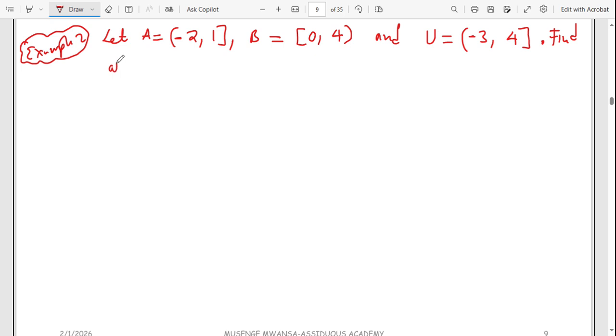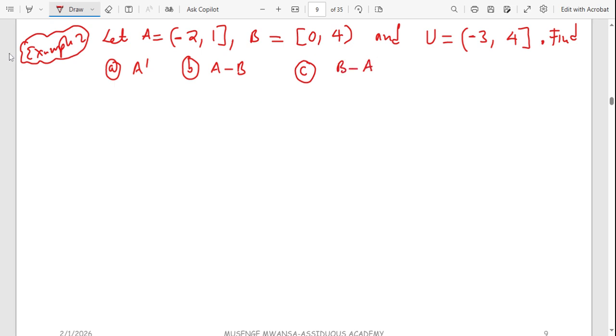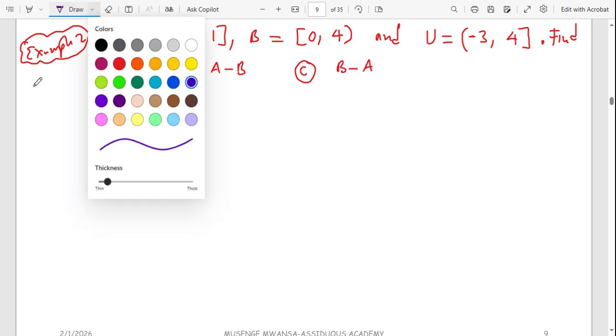And then find, number A, we'll find A complement. B, we'll find A minus B. And then C, we'll find B minus A. Okay, let's do these ones. Let's start with the first.